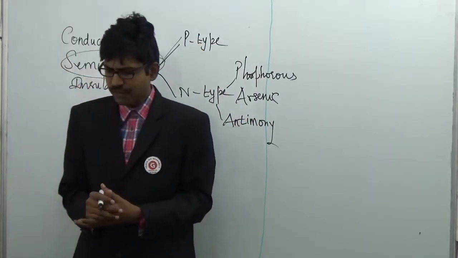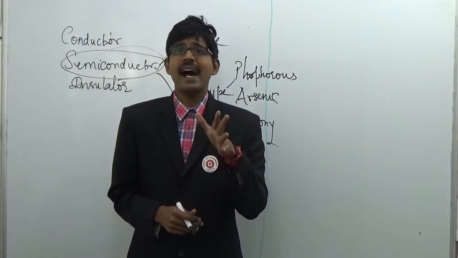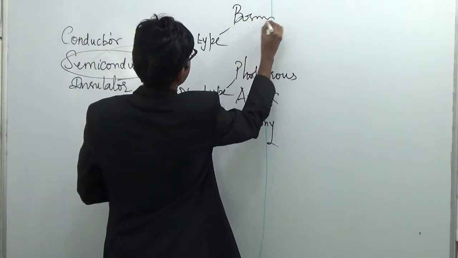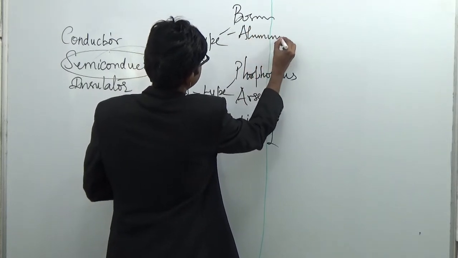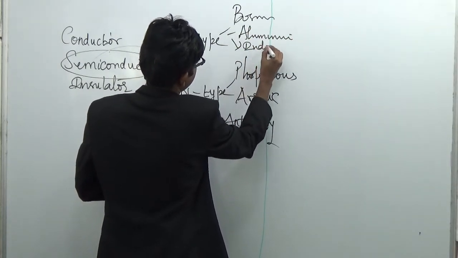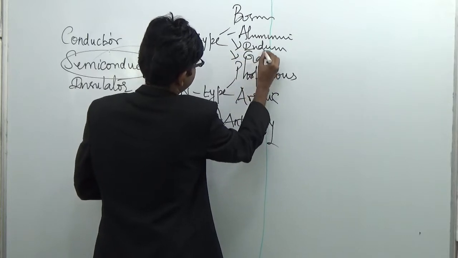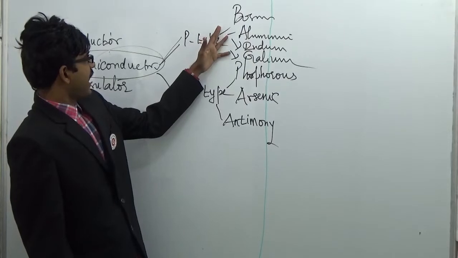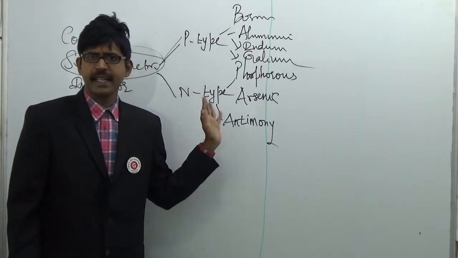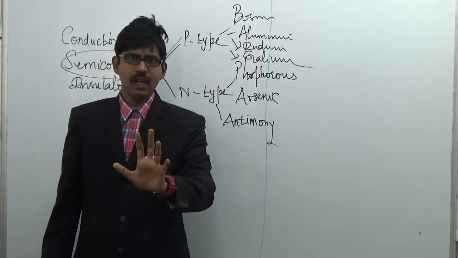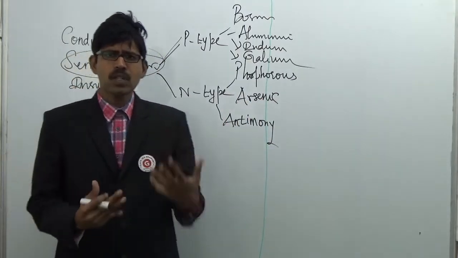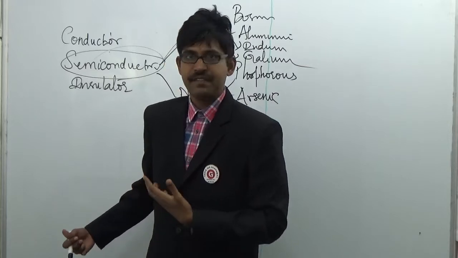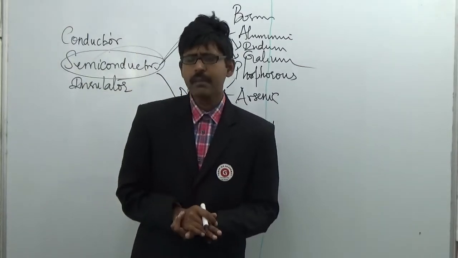Similarly, examples for p-type: boron, aluminium, indium and gallium. So these are the classifications of p-type and n-type semiconductor. You have to be very thorough in this classification because most of the questions are based on this fundamental semiconductor physics.